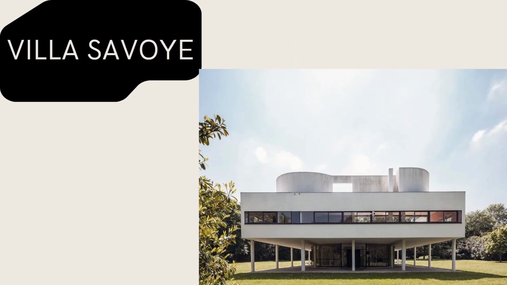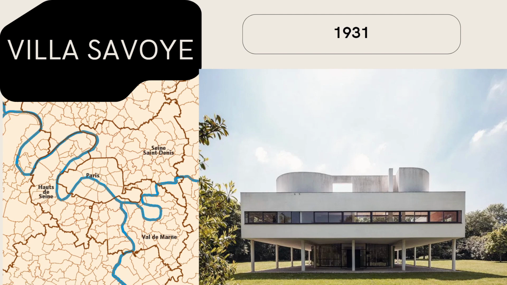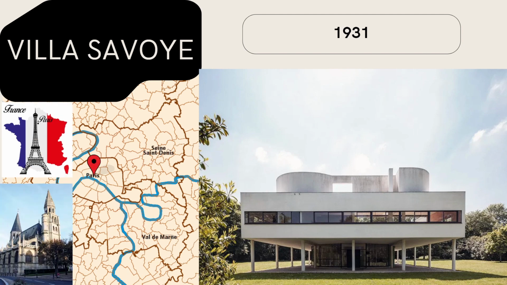Le Corbusier applied these five points in several of his most iconic works, which now remain benchmarks in modern architecture. Now let's take a look at some of his iconic works. First up is Villa Savoye, completed in 1931 and often seen as the highlight of Le Corbusier's work. Designed for the Savoye family, it is located in Poissy, near Paris.